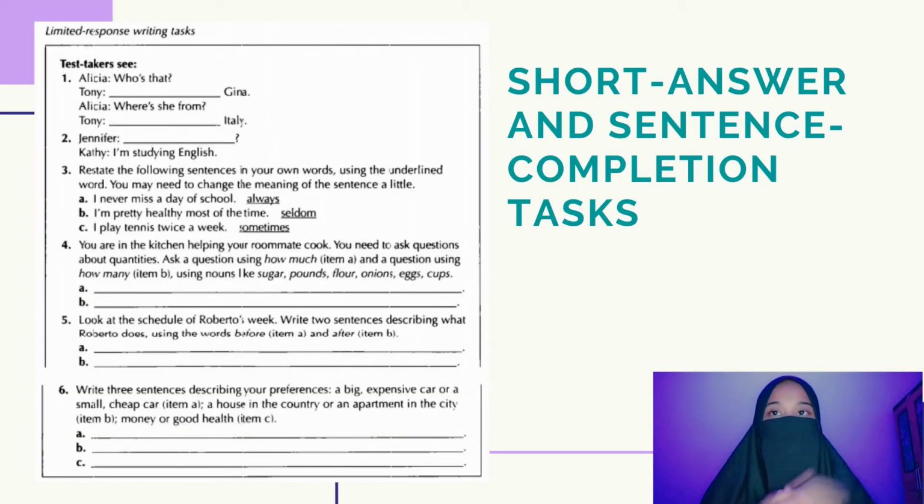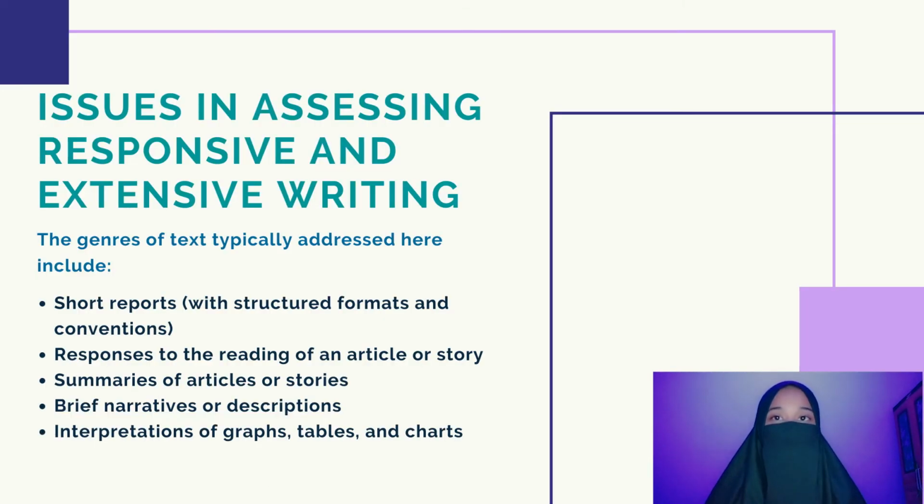So next is short answer and sentence completion tasks. The reading-writing connection is apparent in the first 3 item types but has less of an effect in the last 3, where reading is necessary to understand the directions but is not crucial in creating sentences. Next is issues in assessing responsive and extensive writing.